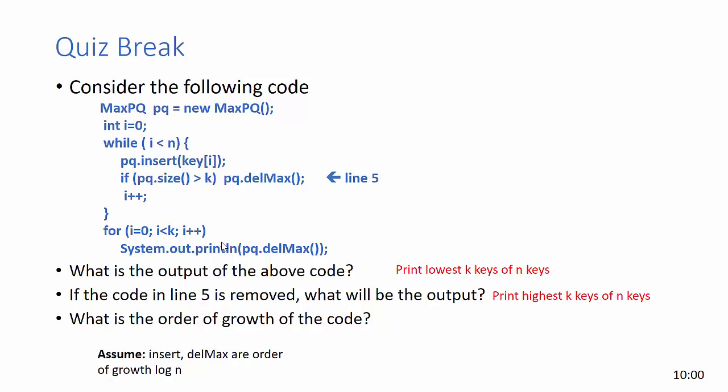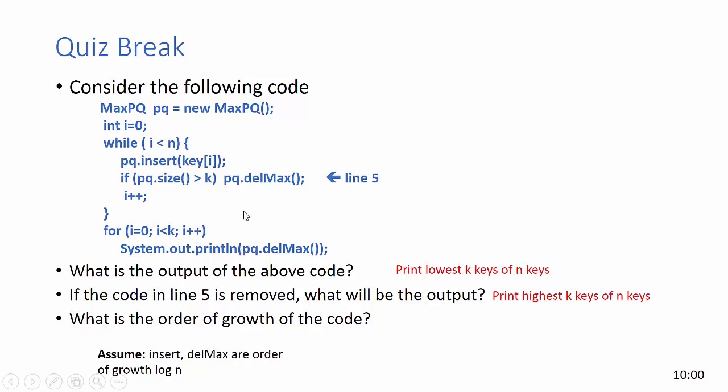What's the order of growth? Let's assume that insert and delete max are order of growth log n. Our ideal data structure, log n, we can do insert and delete max. So if you think about that, then what we can say is, okay, there's a loop running n times. Inside the loop, I will insert, so to insert each element, that would be log n, because it's a priority queue of size n.